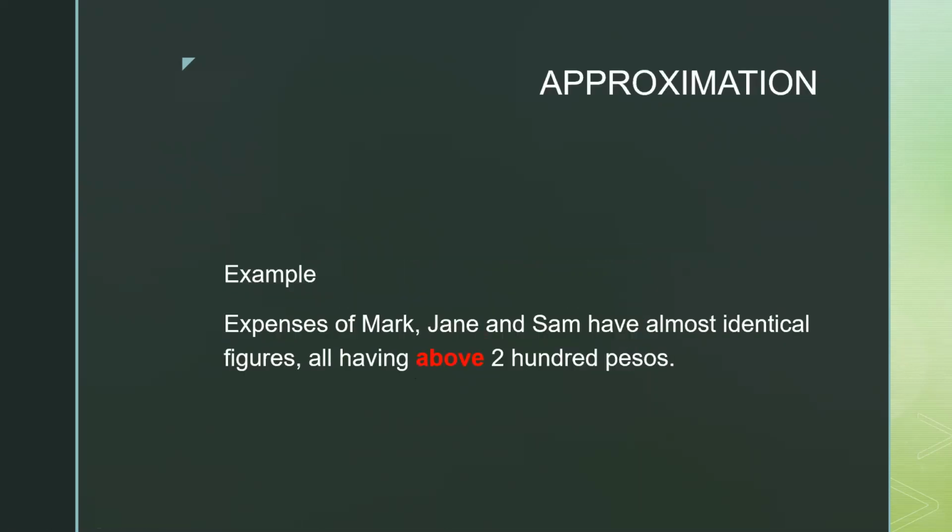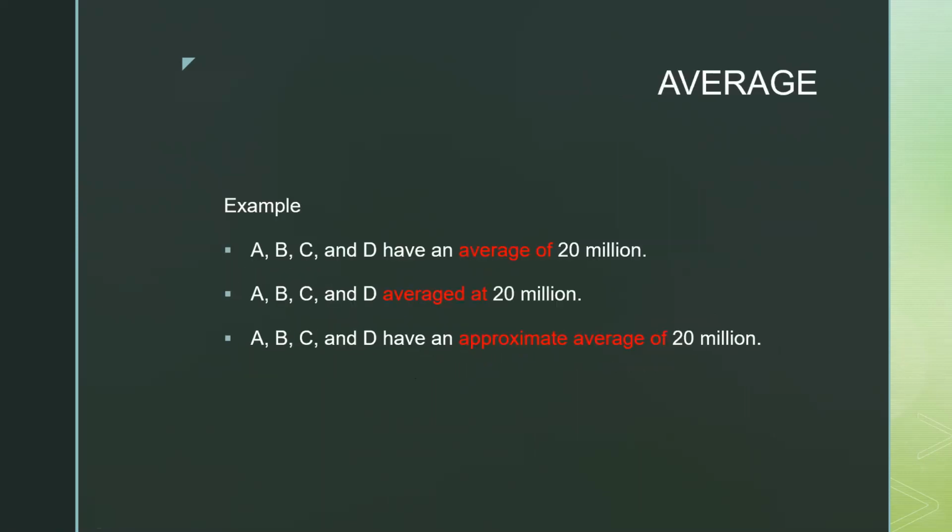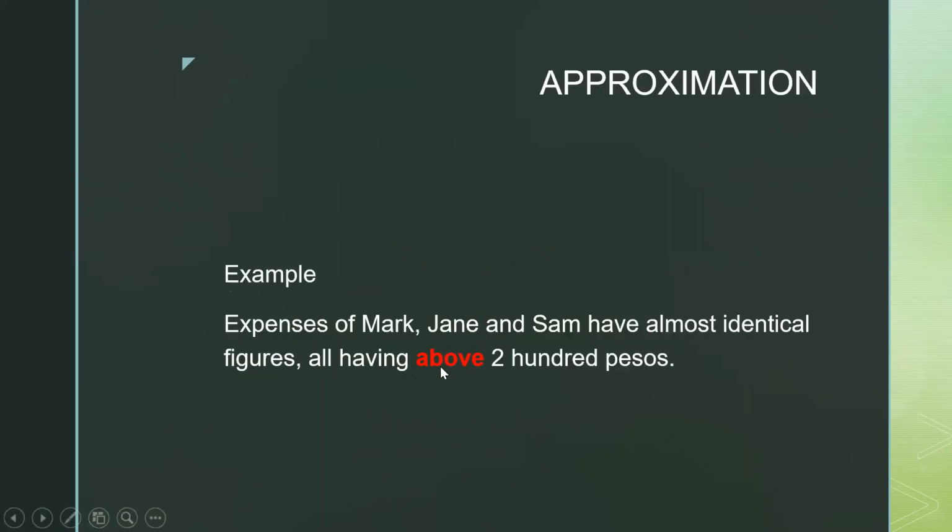Approximation. This one is similar to the other ones, but here you're going to use approximations like "above." Expenses of Mark, Jane, and Sam have almost identical figures, all above 200 pesos. By the way, for you to group or cluster them, you need to find a commonality. What are the similarities between the figures? So here in the approximation, you can find their common number. Their common number is 200 pesos. They're all above. So this is your approximation. You can use that as well.